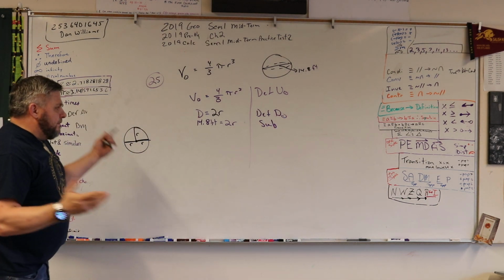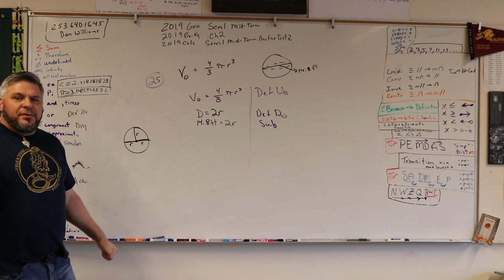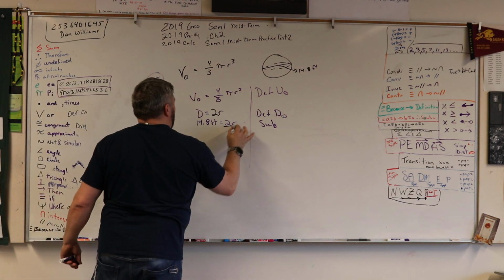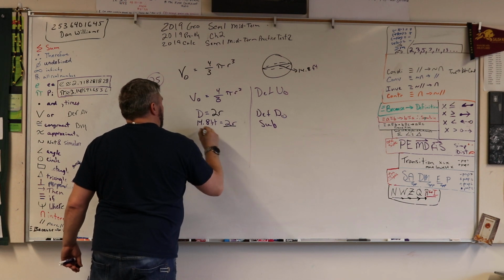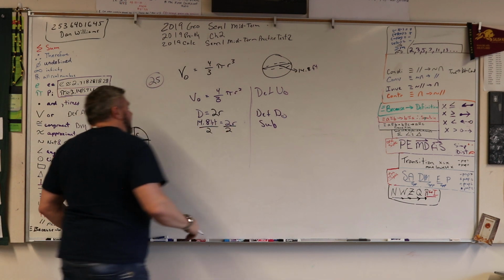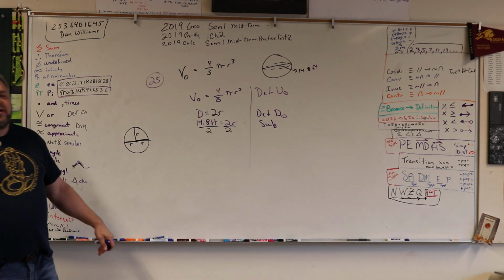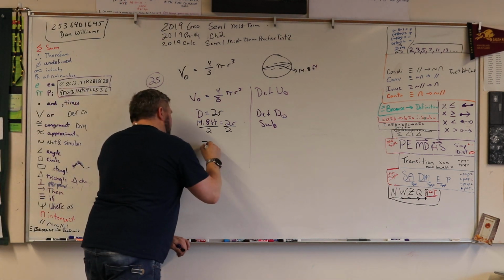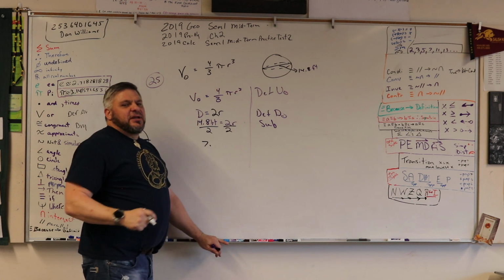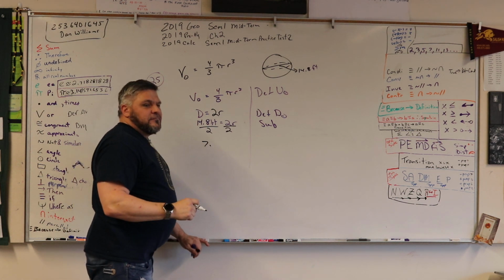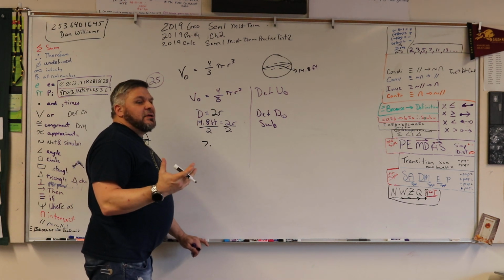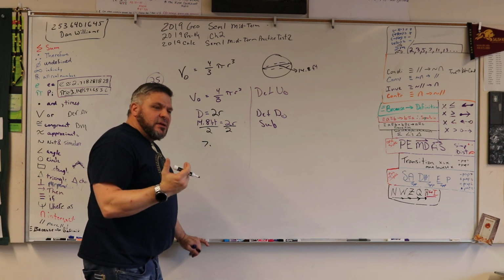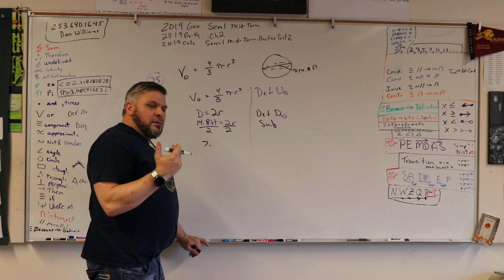Alright. What do I do? How do I get r alone? Divide by 2. Good. So if I divide 14 by 2, how much do I get? 7. Okay. If I divide 8 by 2, how much do I get? 4. Tyrell, are you going to focus? Pay attention, please.